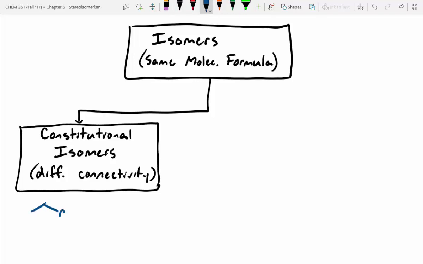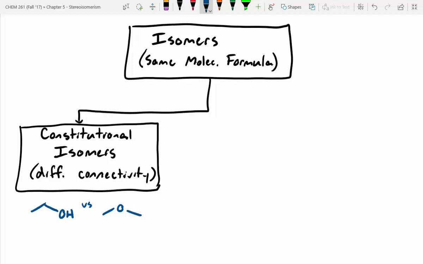We said in class you could have something like ethanol, and we could compare this to dimethyl ether on the right. Which one's going to have the higher boiling point? The one on the left or the one on the right? Why the one on the left? Hydrogen bonding, exactly.